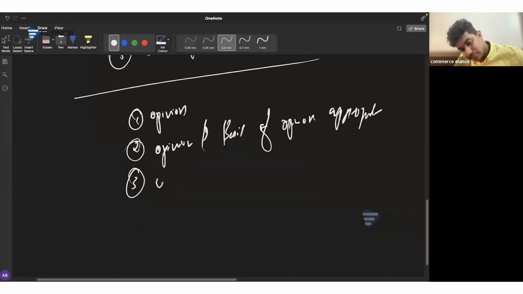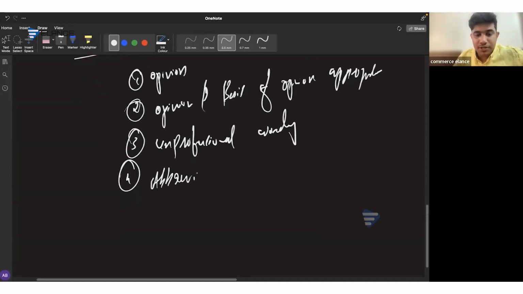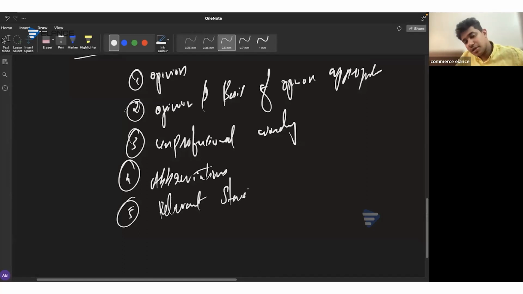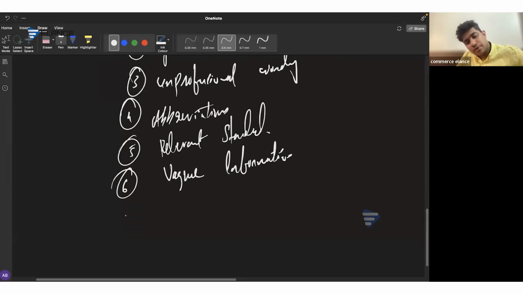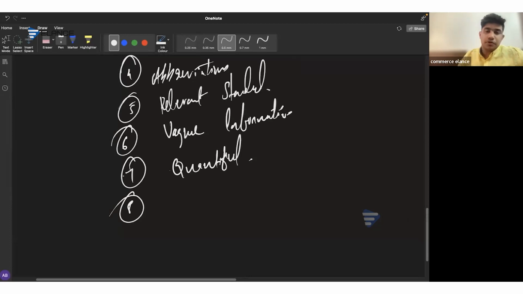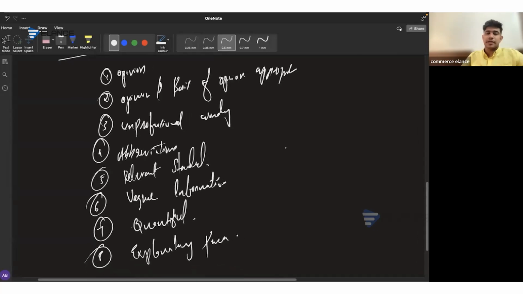Then you have to consider whether there is any unprofessional wording used by the auditor. Then whether there are any abbreviations used by the auditor. Then whether there is any relevant standard which the auditor has not mentioned. Then whether there is any vague information provided by the auditor. You have to confirm whether the mistake is quantified. Then you have to consider whether the explanatory paragraph usage is appropriate. So these are the main things which you need to consider while doing a question on critical appraisal.